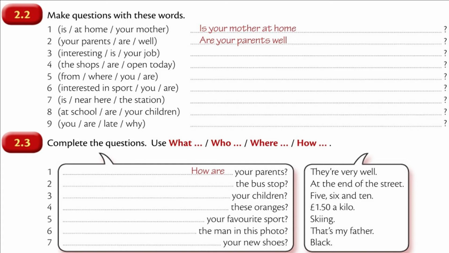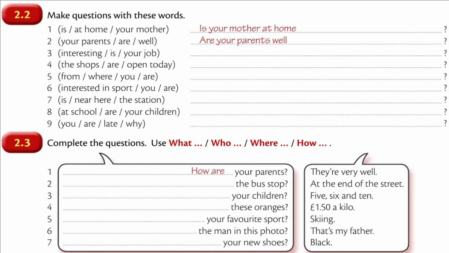2.3. Complete the questions. Use what, who, where, how. Number 1. How are your parents? They are very well. Number 2. Where is the bus stop? At the end of the street. Number 3. How old are your children? 5, 6, and 10.